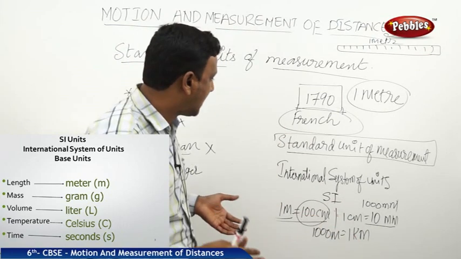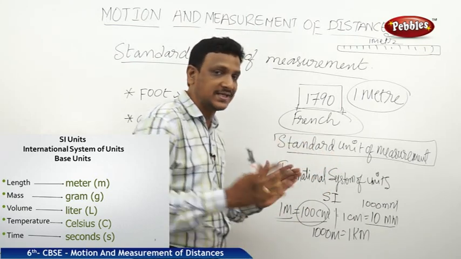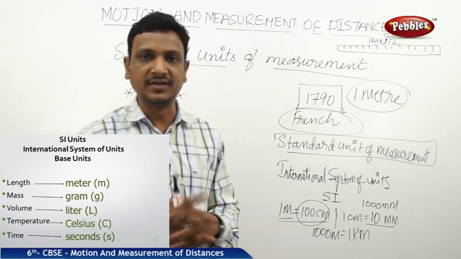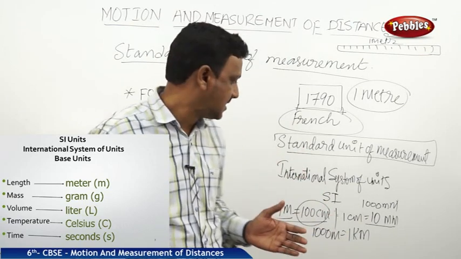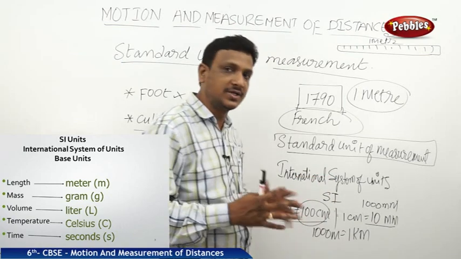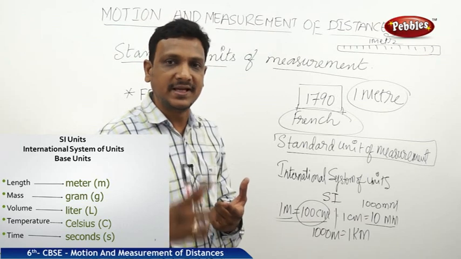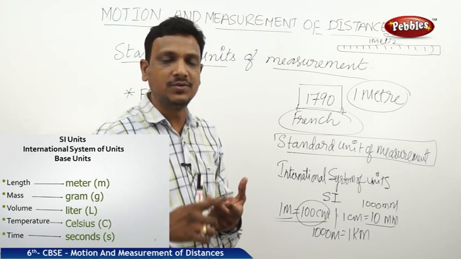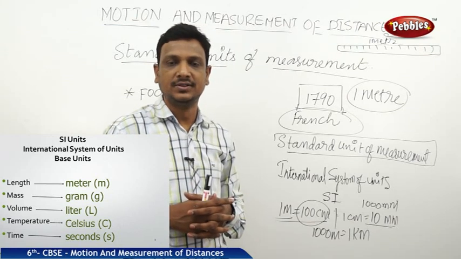So that is considered the standard unit of measurement, the International System of Units, the SI unit system. International means all the nations accepted it. International System of Units, SI system. There you find 1 meter equal to 100 centimeters, 1 centimeter equal to 10 millimeters. So 1 meter is equal to 1000 millimeters. That is the standard unit.